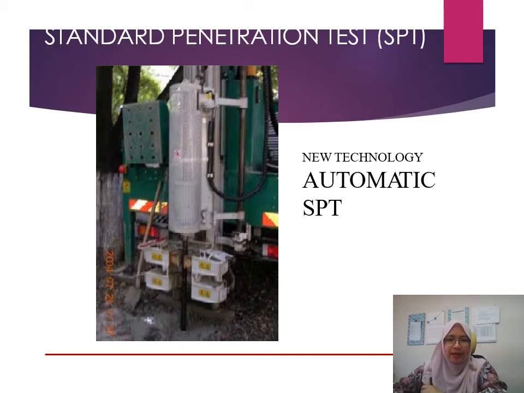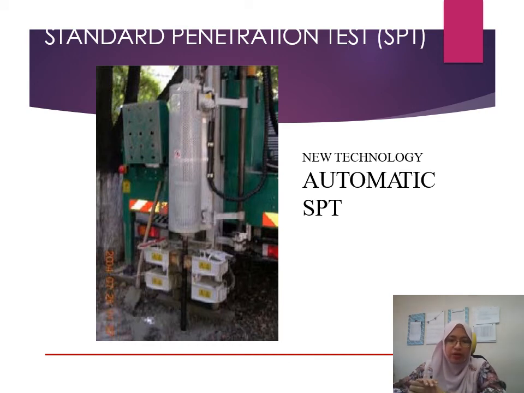And then this is the automatic standard penetration test. In the previous slide, I explained the manually operated standard penetration test, which is human operated. The operator needs to pull the pulley so that the hammer will be lifted, and when he releases the pulley, the hammer will drop. That means the weight or the impact of the hammer might not be so consistent.